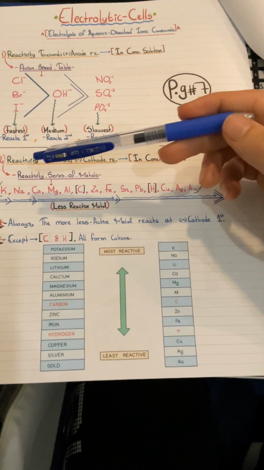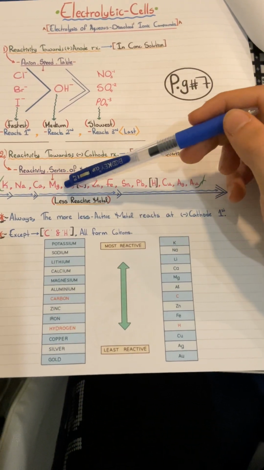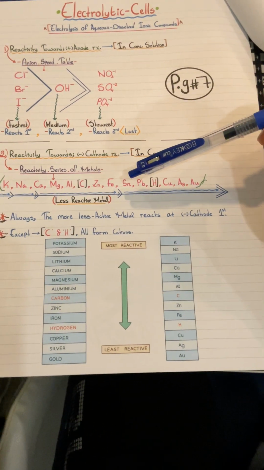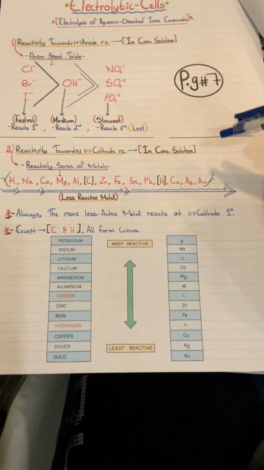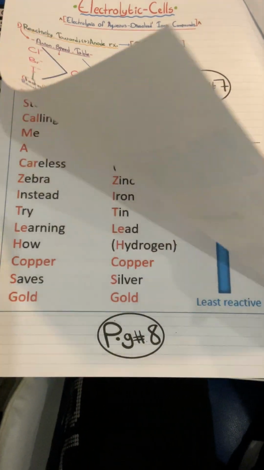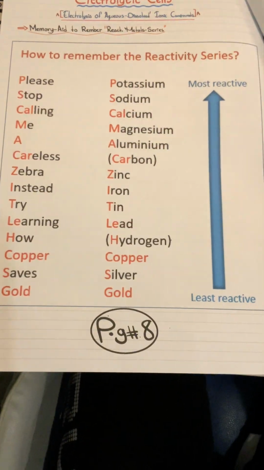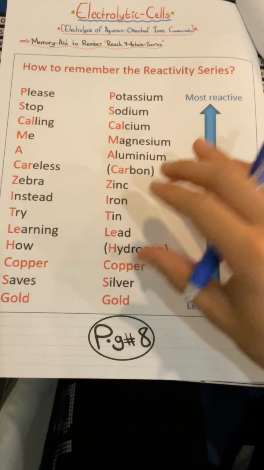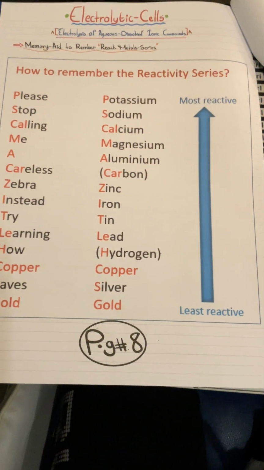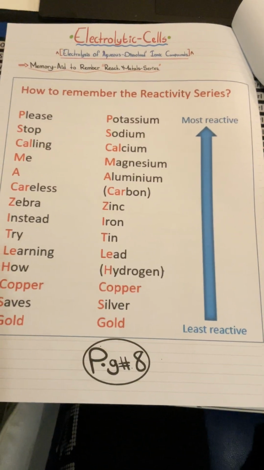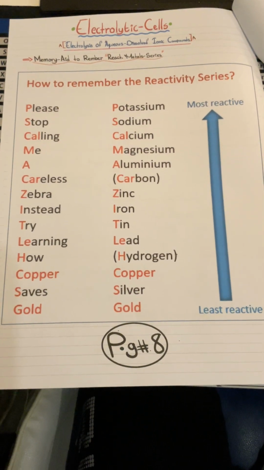The reactivity series of metals is potassium, sodium, calcium, magnesium, aluminum, carbon, zinc, iron, lead, hydrogen, copper, silver and gold. But I'm not going to use that. I'm going to show you this. This is how you need to remember the reactivity series of metals. You don't have to remember it like this, but personally, this is how I advise you to remember it if you have never memorized it before.